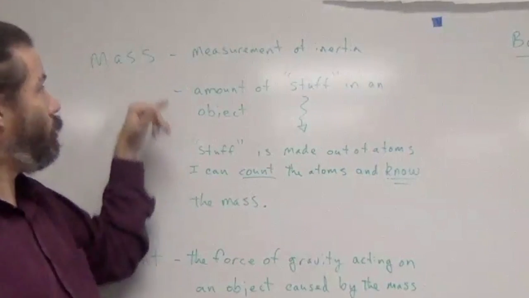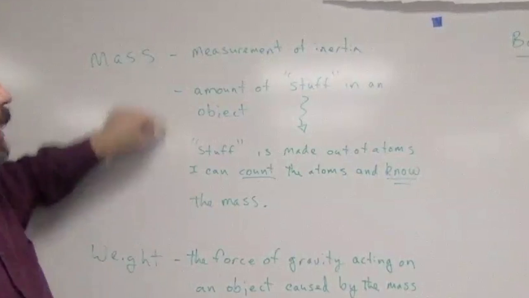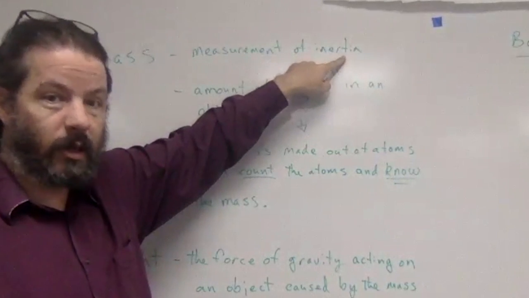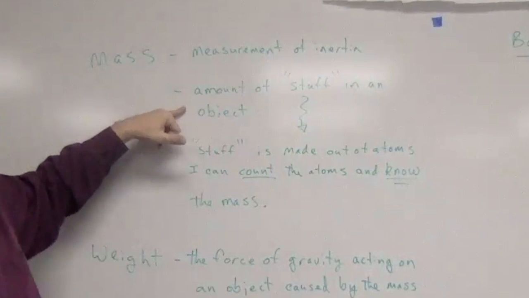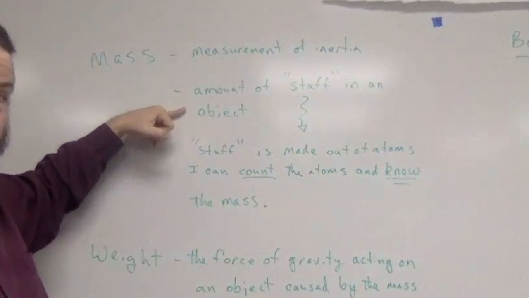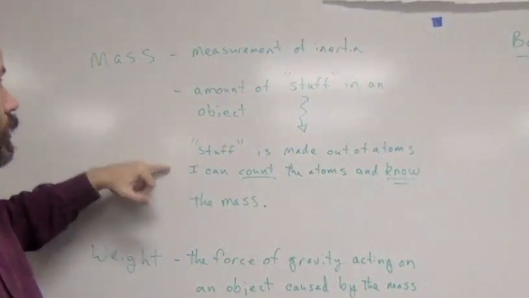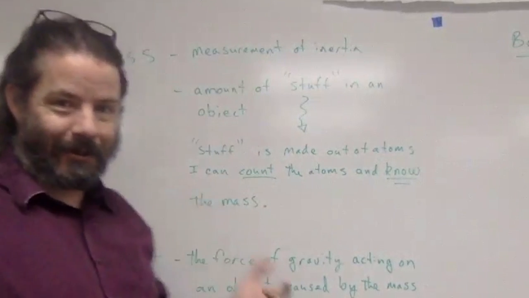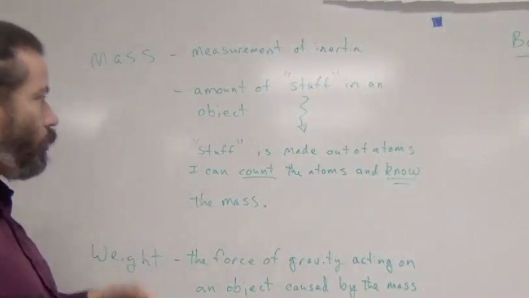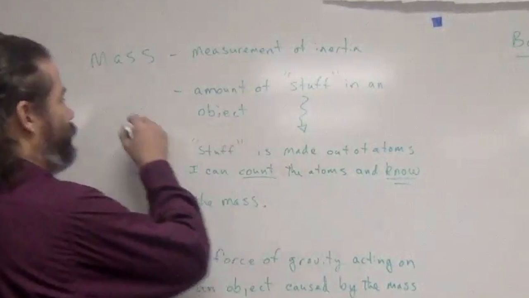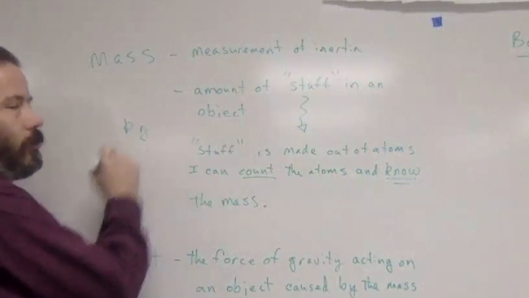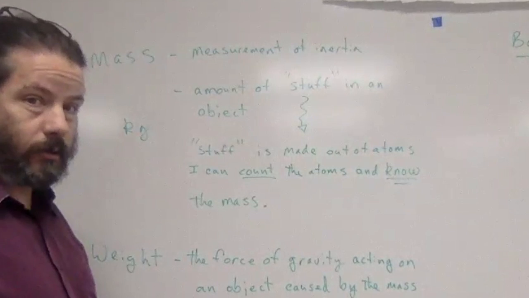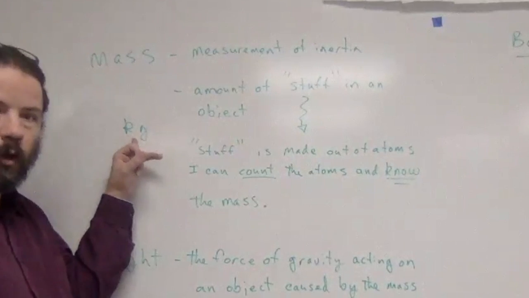Mass originally came from Newton, and it was a term to talk about how inertia works. But we have since figured out that atoms make up everything and we can count them. So it is a measurement of inertia based on counting the number of atoms. In physics, we measure it in kilograms. That's 1,000 grams. 1 liter of water is 1 kilogram.